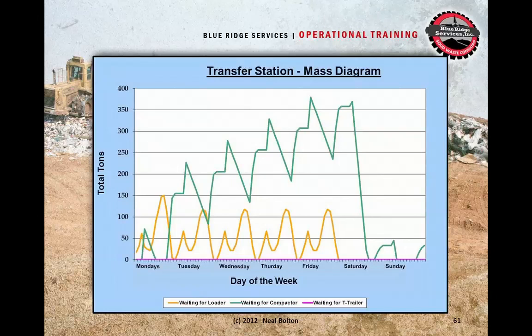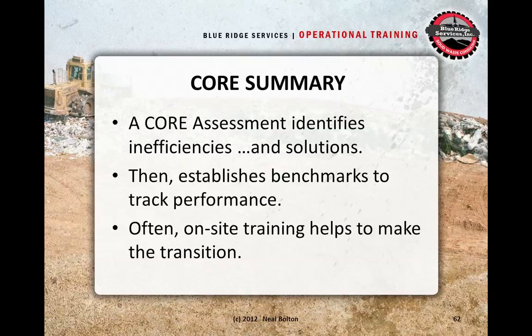We also found that by the end of the week, we had sometimes over 300 tons of waste stockpiled waiting to get to the compactor, which required, as you can see, work on Saturday and Sunday to get caught up. And so if there's an area to focus on in terms of efficiency or process improvement, it would be the compactor aspect of this whole system. So a mass diagram just tells us how much material is being processed and also is backed up at each stage of the process. A course summary identifies inefficiencies and solutions. It establishes benchmarks to track your performance. Sometimes there's on-site training to help with that transition and get folks used to doing things in a different way.